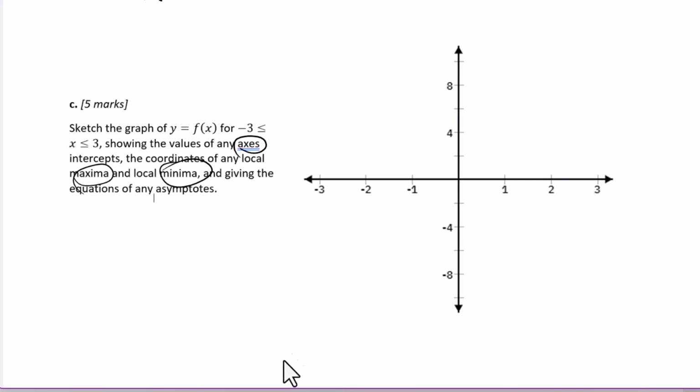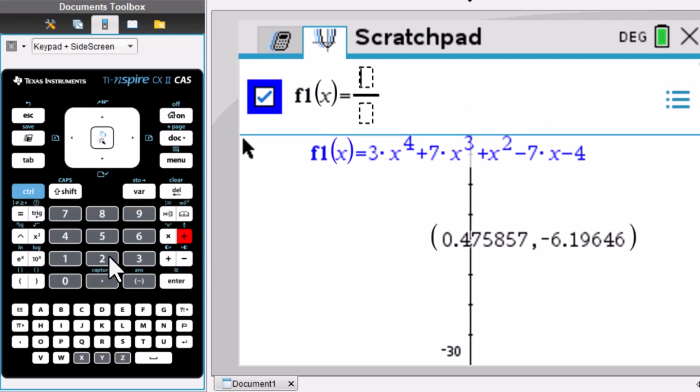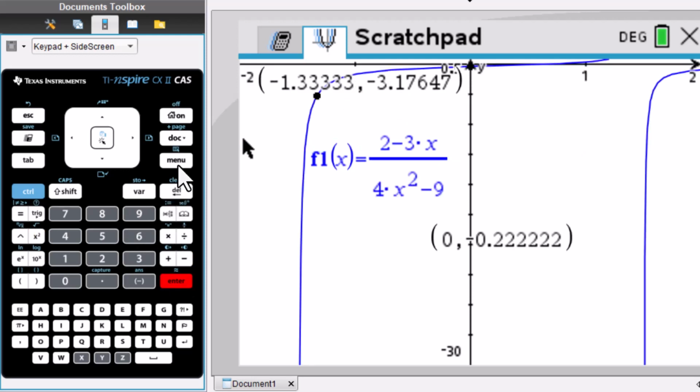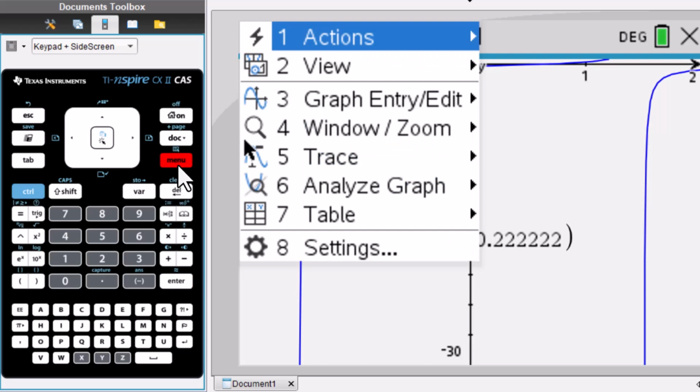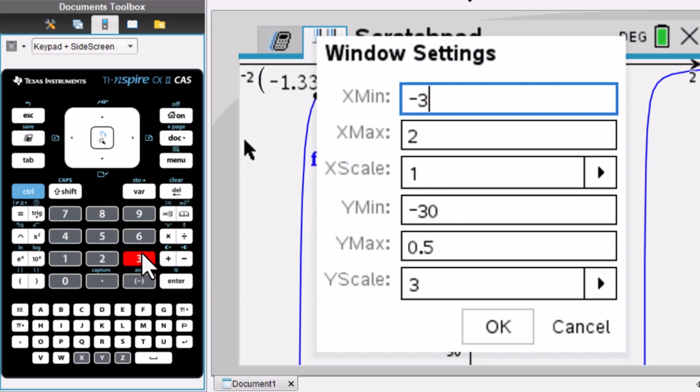Let's go to the calculator. f1 of x equals, control divide, 2 minus 3x over 4x squared minus 9. Enter. We need to change the window. Menu 4. Enter. Negative 3. X scale is 1.